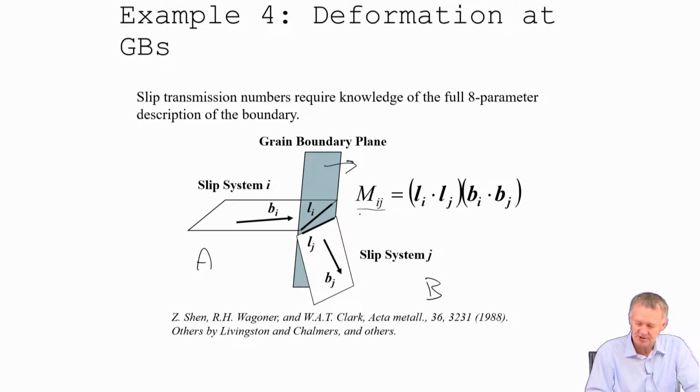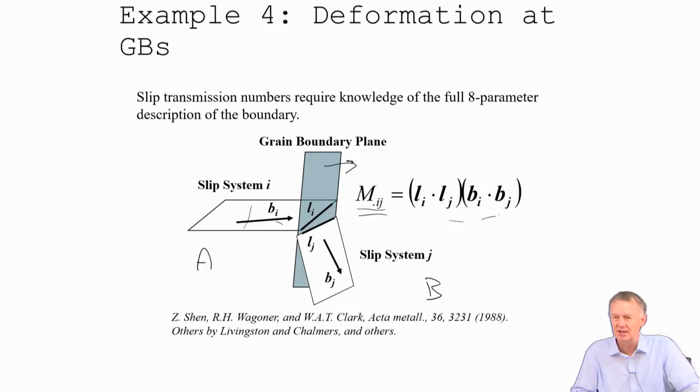Looking at the slip systems, there's a lot of different numbers you can come up with that are called a slip transmission factor. This is a simple one from Shen, Wagner, and Clark. It seems to be the one that works the best, where you just take the dot product of the lines of intersection of the slip plane with the grain boundary plane and the dot product of the two Burgers vectors. Multiply those together. So if the grain boundary plane was through here and the slip system was exactly the same, this value would be maximized, right? Because they're all parallel to each other. So if they're not parallel to each other, this number goes down, we get less slip transmission.